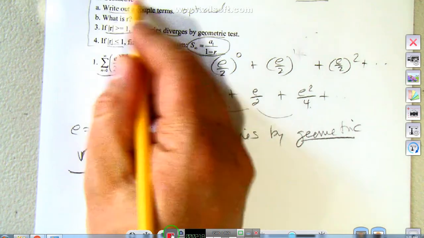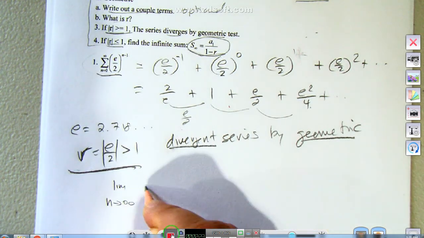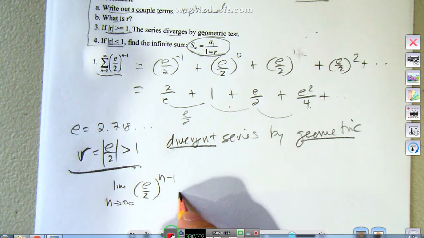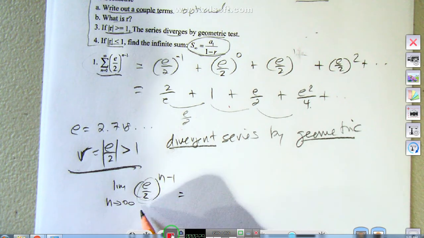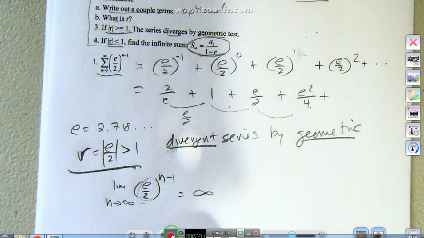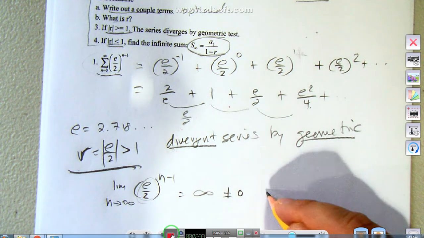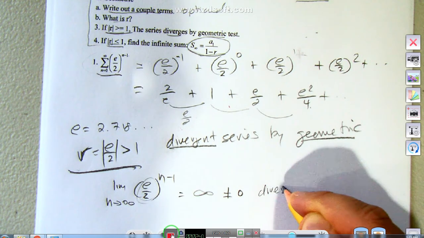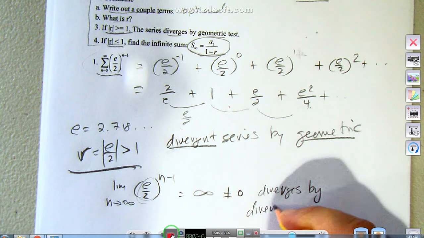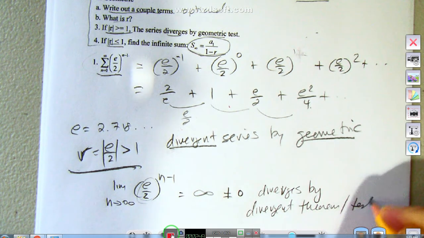You could have used the divergence theorem. Why is that? Well, because the limit as n goes to infinity of e over 2 to the n minus 1, this number here is bigger than 1, so any number bigger than 1 to the infinity is going to be quite large, right? It's not going to be equal to 0. So what you could have done is just say it is not equal to 0, diverges by divergence theorem / test. I don't really know which word goes there.